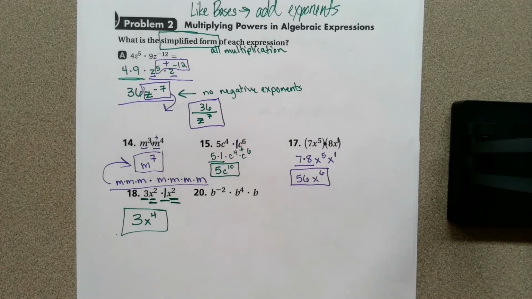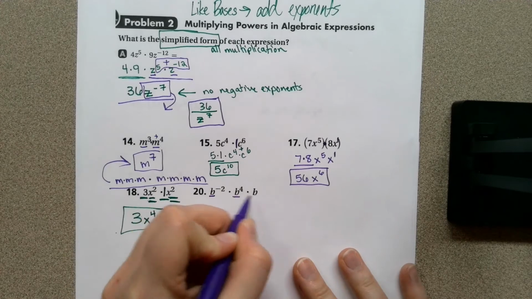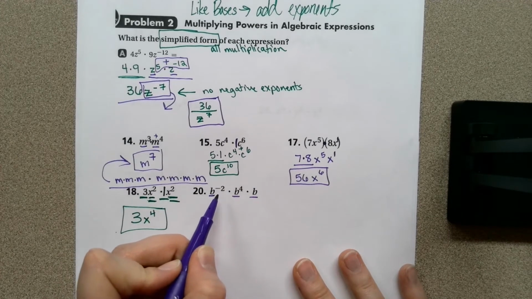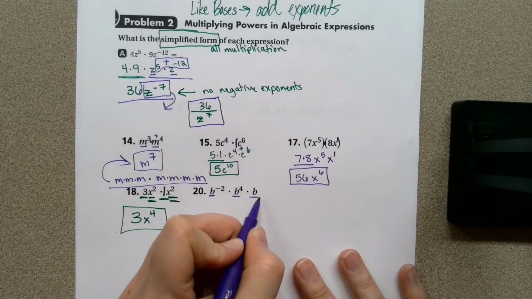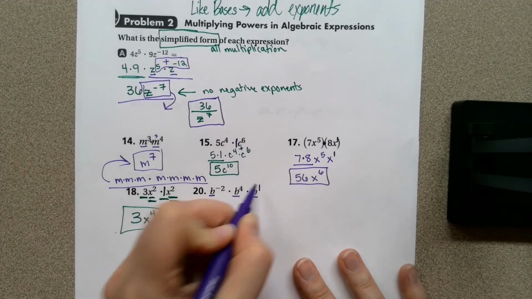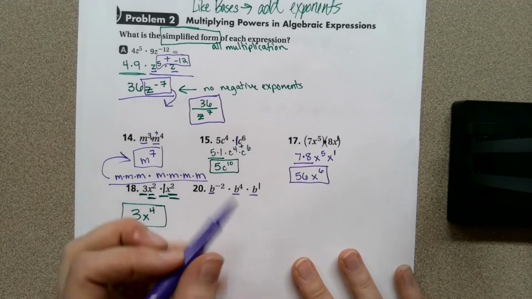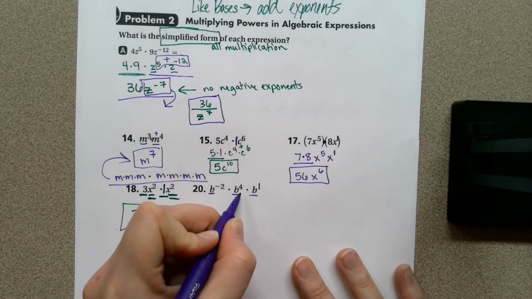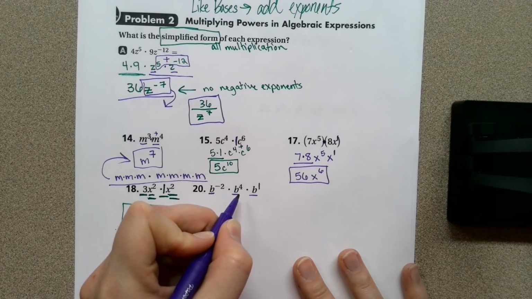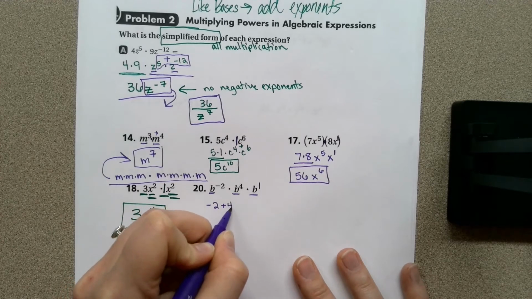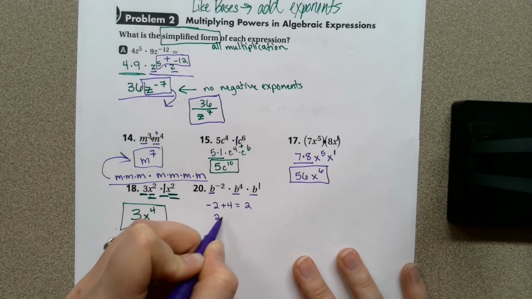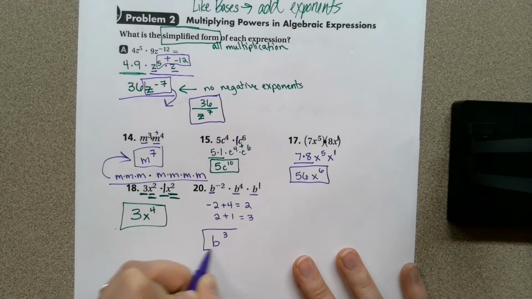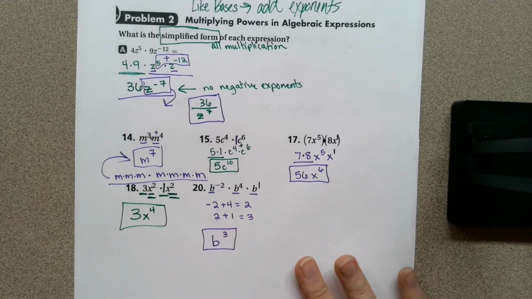For number 20, all of our variables are the same. So all 3 of them are like bases. One of them has an exponent of -2, then an exponent of 4. This exponent, even though it's not written, is still a 1. So it's helpful to write that. Because they're like bases, we add the exponents. -2 plus 4 gives us just a +2. Then we take that +2 and add the 1, which gives us 3. So we're going to have b to the 3rd power. Notice how I showed my thinking as we went through.